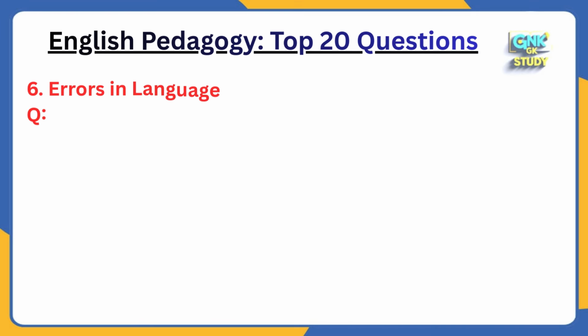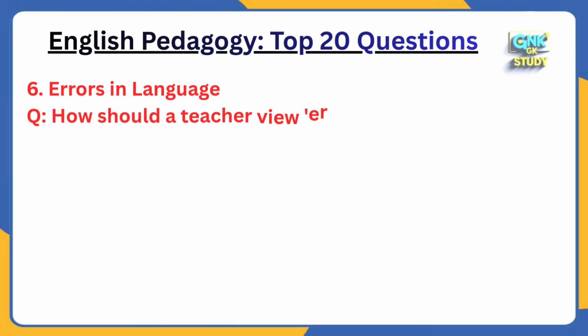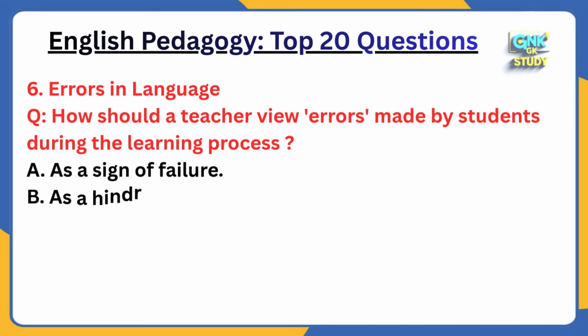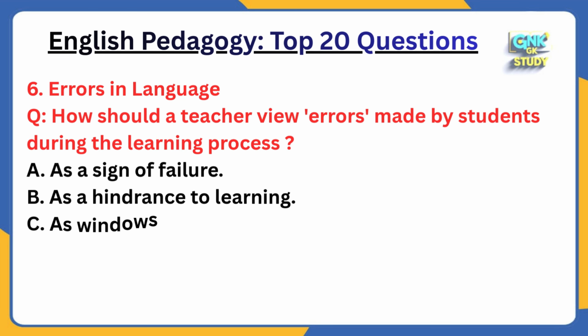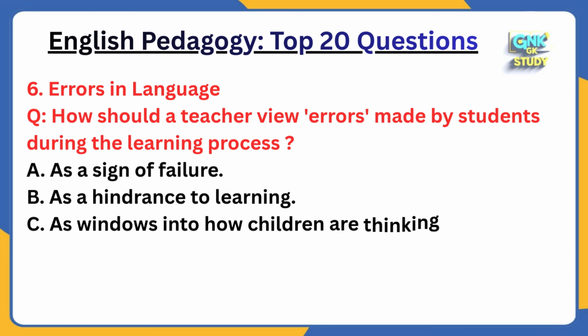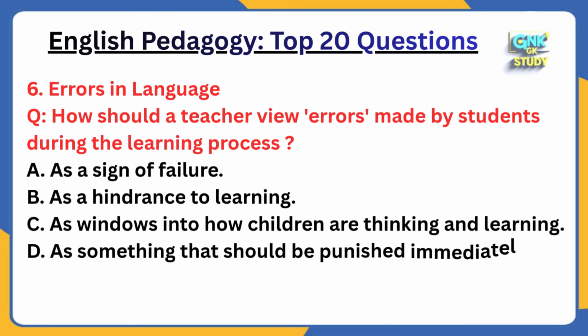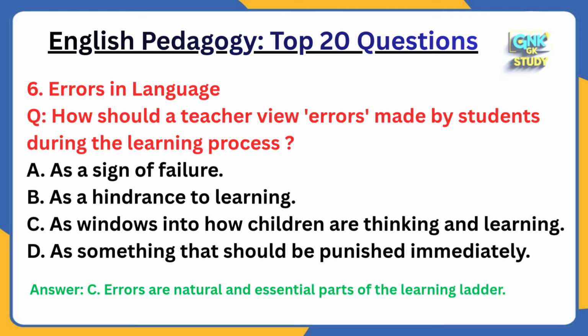6. Errors in language. Question. How should a teacher view errors made by students during the learning process? A. As a sign of failure. B. As a hindrance to learning. C. As windows into how children are thinking and learning. D. As something that should be punished immediately. Answer C. Errors are natural and essential parts of the learning ladder.